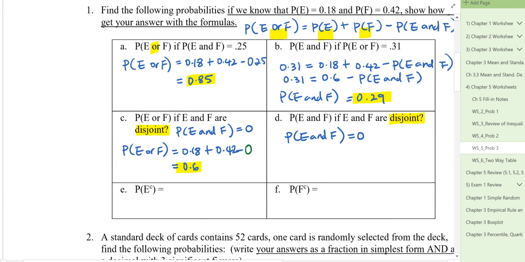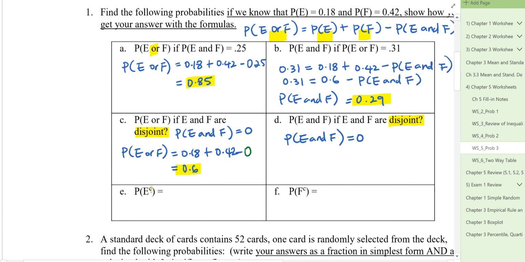Let's do P of E complement. Now this notation here means complement. So we'll say the complement event is equal to 1 minus P of E, which is equal to 1 minus 0.18, and that gives us 0.82. Okay, last one, P of F complement. Again, complement is equal to 1 minus the probability P of F. P of F is 0.42. So the answer for that one is 0.58.